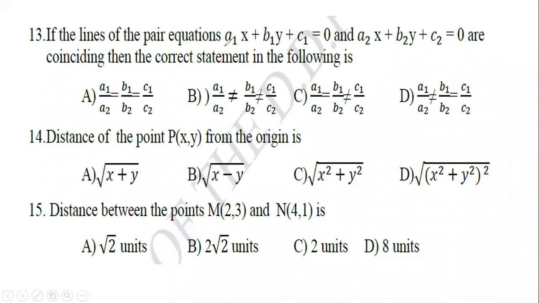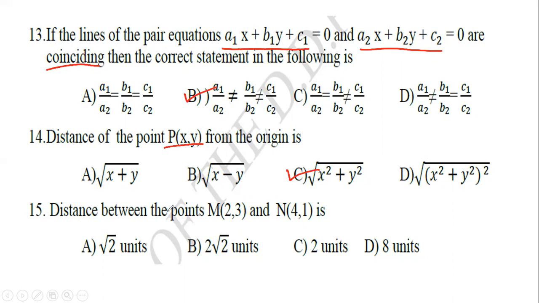If the pair of linear equations a1x plus b1y plus c1 is equals to 0, a2x plus b2y plus c2 is equals to 0 are coinciding, then the correct statement in the following is dash. So lines are coinciding. So it will become a1 by a2 equals b1 by b2 equals c1 by c2. So which option is right? Option B is correct. Next, distance of a point P of x comma y from the origin. From the origin means, what is the formula? Square root of x square plus y square.